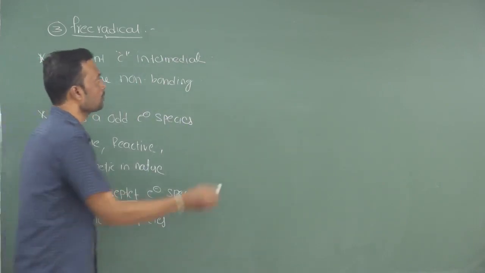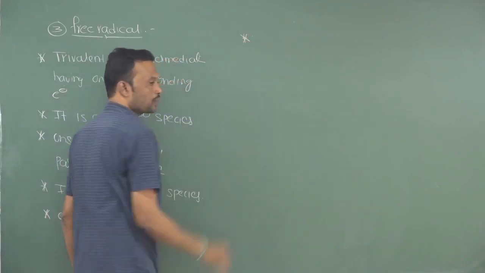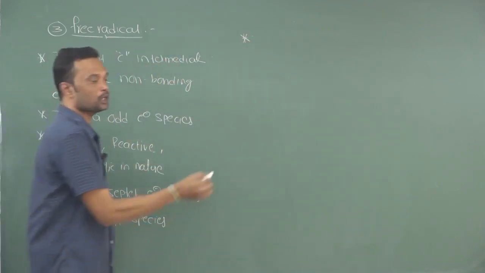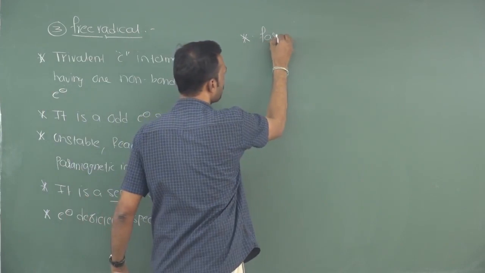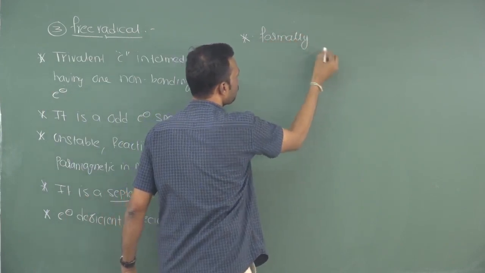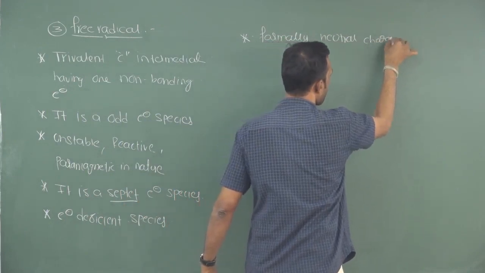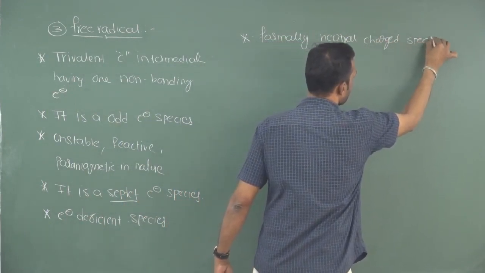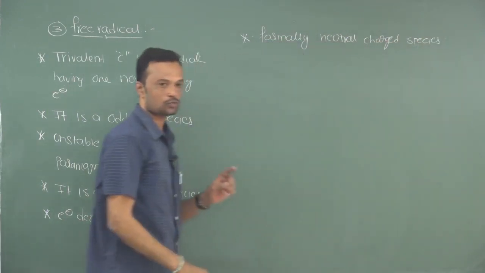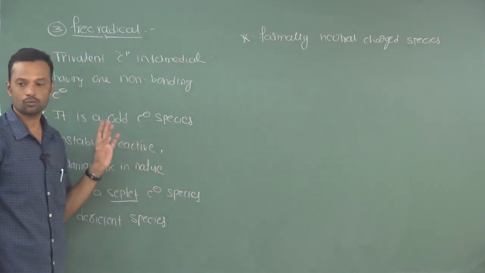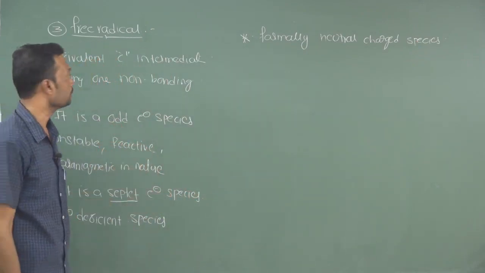And finally we can define it like this: free radicals are formally neutral charged species. So we can't write any charge here, formally neutral charge. Free radicals are formally neutral. We can't write any charge on a free radical, especially a carbon free radical.